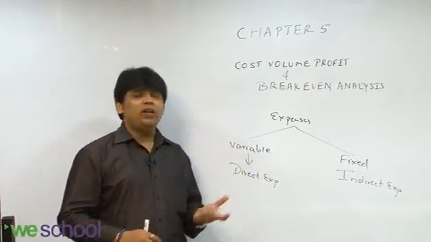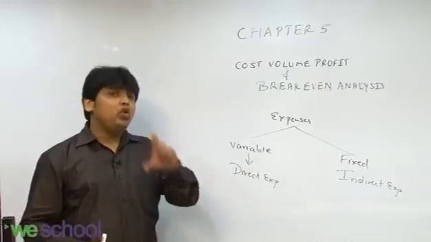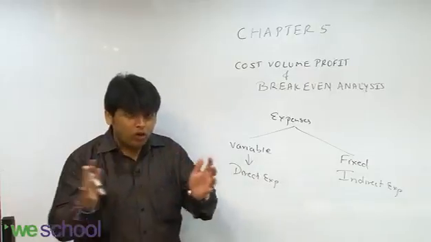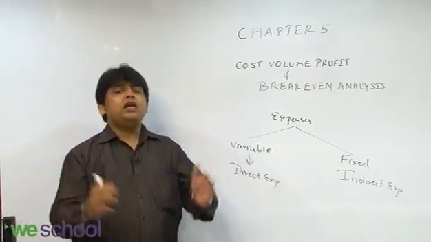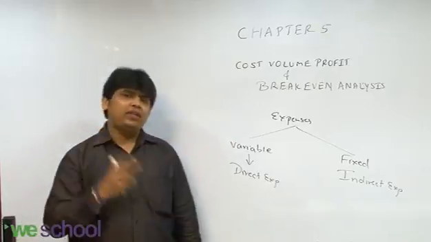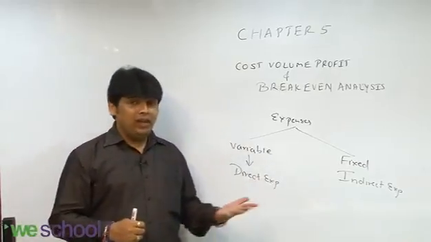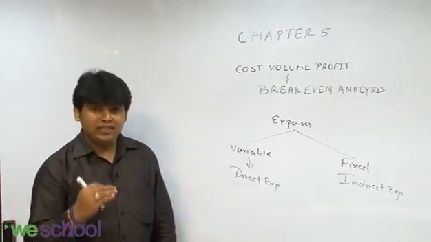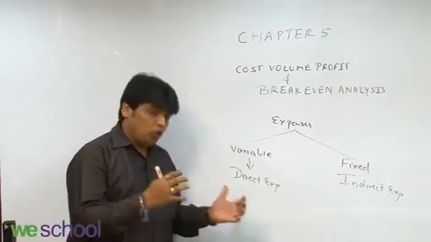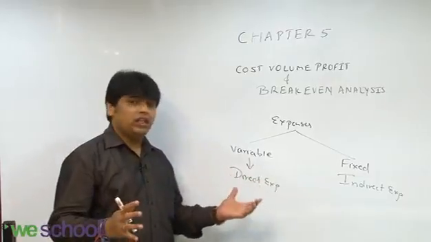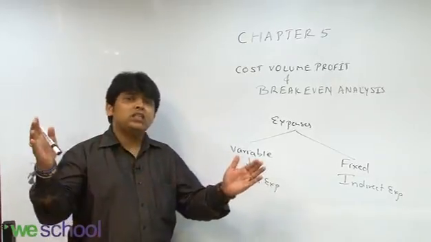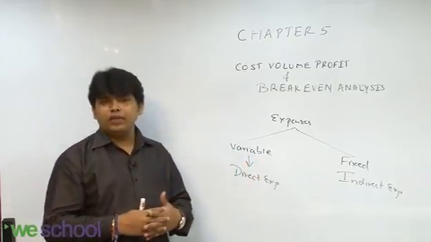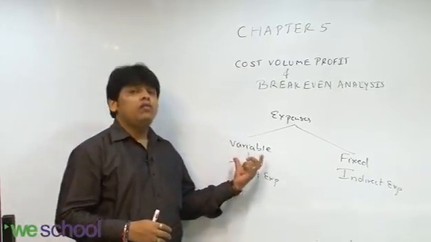The specialty of variable expense is that the cost per unit of the expense remains the same, but the total amount will increase or decrease depending upon the level of activity. I repeat, for variable expense the cost per unit will remain the same, and the total amount of variable expense either increases with the increase in the level of activity or decreases with the decrease in the level of activity. That is the reason it is called variable expense.